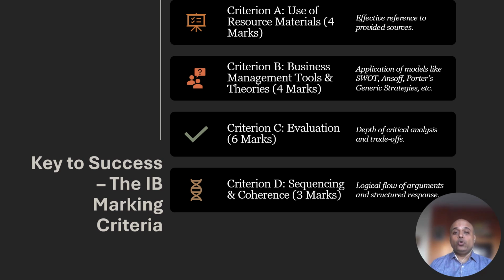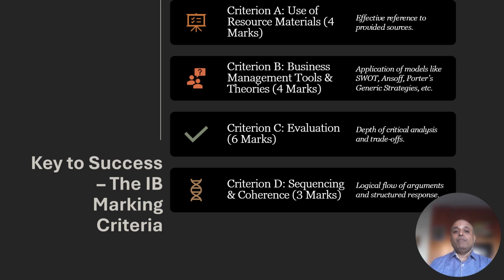Criterion A, use of resource materials, which is for 4 marks. This is your chance to prove that you have truly read and understood the case study. It's not enough to just name the sources. You need to use them effectively to support your arguments. Simply saying "resource 1 states" won't get you full marks. Instead, integrate the resource into your analysis, linking it directly to your points, and don't forget to mention resource 1 in brackets so the examiner can clearly see your reference.